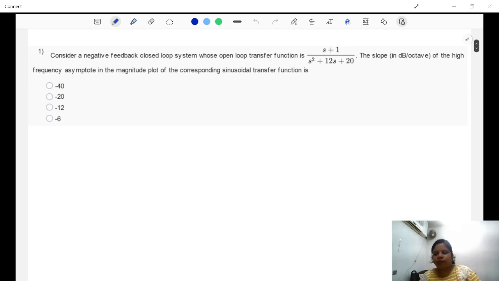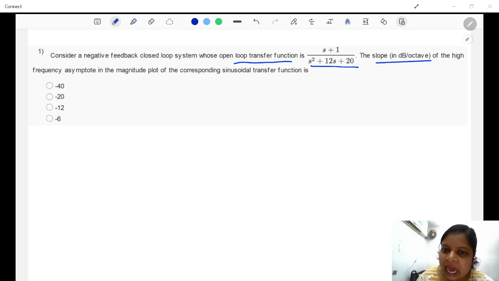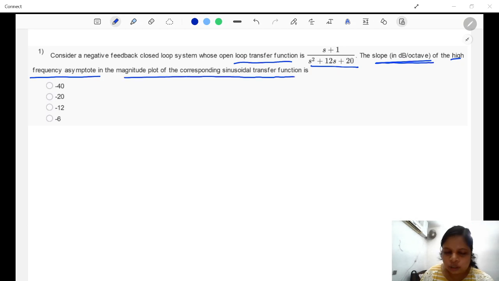The first question is, consider a negative feedback closed loop system whose open loop transfer function is given to you. The slope in dB per octave. So I said earlier that we can have slopes in decibel per decade and decibel per octave. Both of these are valid forms. One of them just takes log 10, the other takes log 2. So the slope of the high frequency asymptote in the magnitude plot of the corresponding sinusoidal transfer function is.